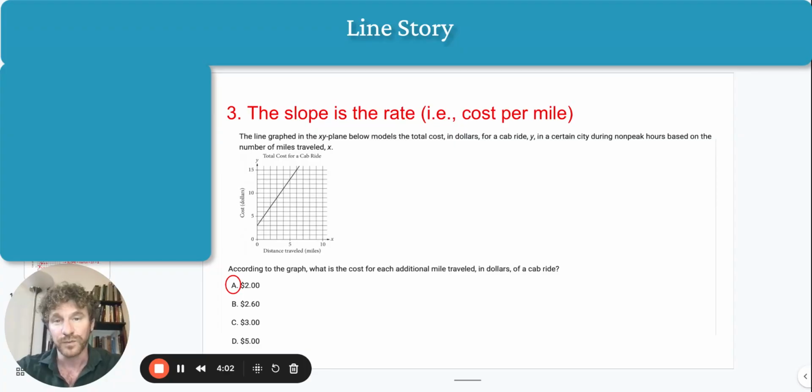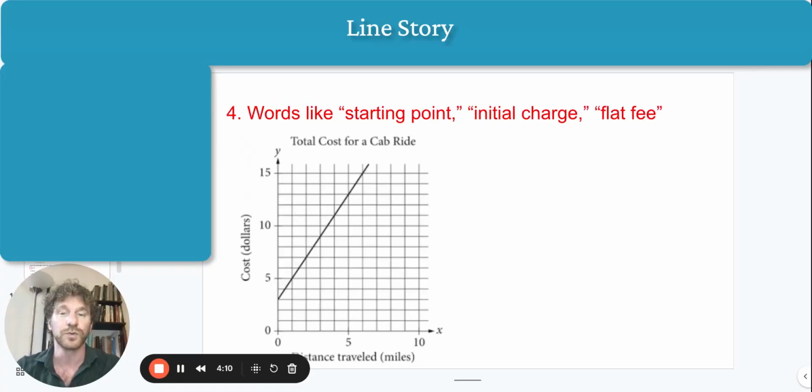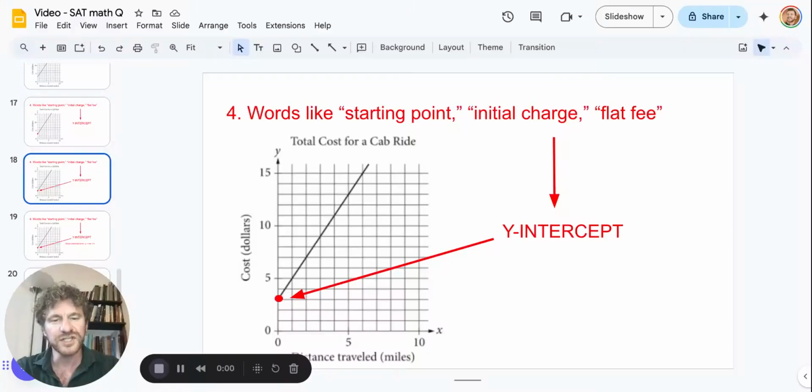Now, we've solved this question, but let's take a look at another feature of a line story, because you might get a question that involves this. You might see words in the question like starting point, or an initial charge, or a flat fee, like the plumber charges a certain number of dollars just for coming over to the house to do the job. So when we see words like starting point, initial charge, flat fee, we know that is the y-intercept.